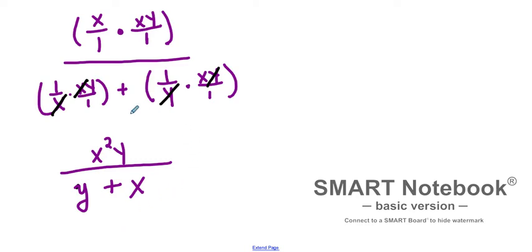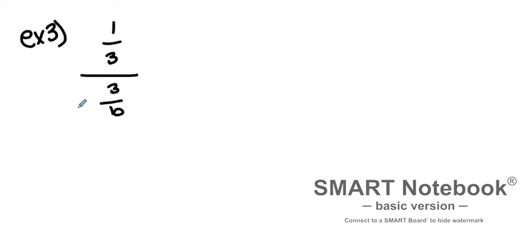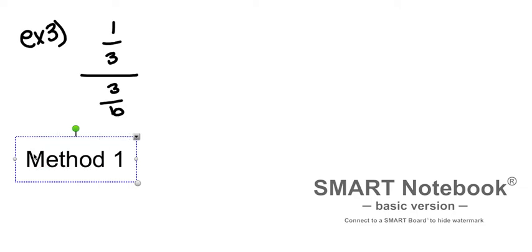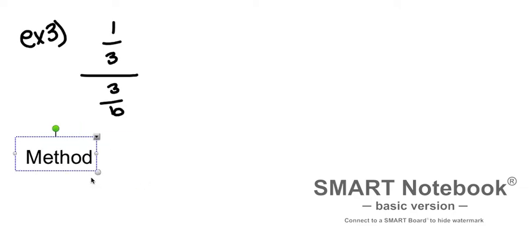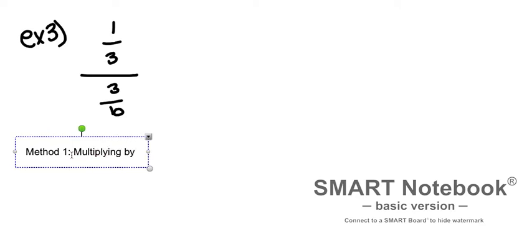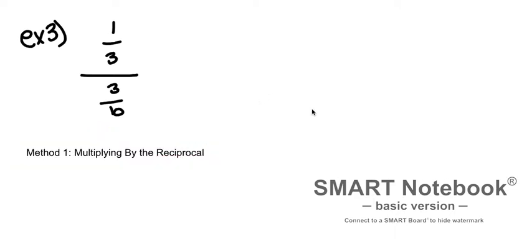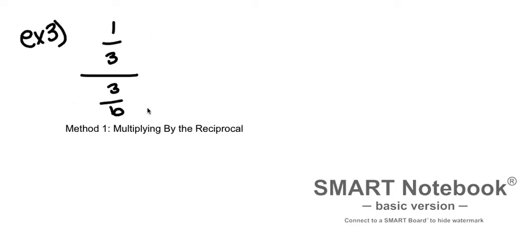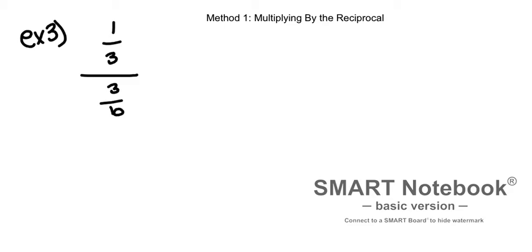All right, let's take a look at an example where you can actually just multiply by the reciprocal. I'll show you both methods here. So let's say this is method 1, and then I'll show you method 2. Okay, so let's multiply by the reciprocal. I'll just put this up here. I'm not going to need too much space for this one.